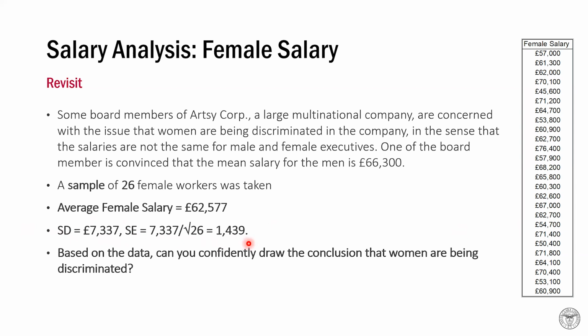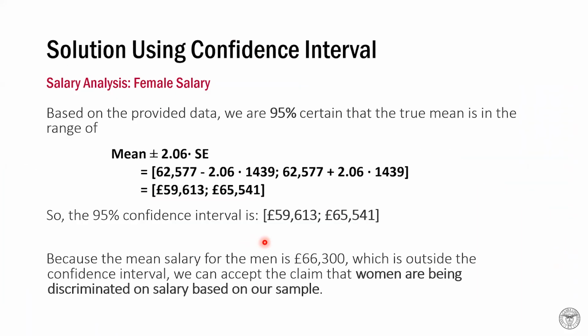Based on the data and what we have learned in this module, do we have sufficient evidence to claim that women are being discriminated? As we have discussed in Module 3, we are 95% certain that the true mean is in the range of mean plus minus 2.06 times standard error, which gives us a 95% confidence interval of £59,613 to £65,541.